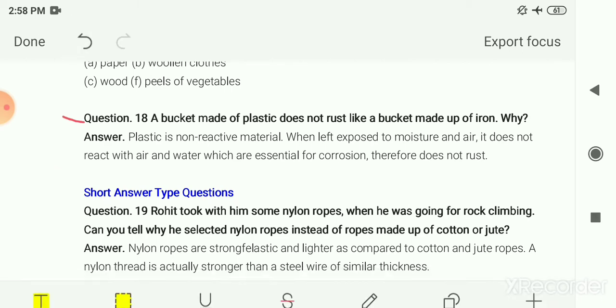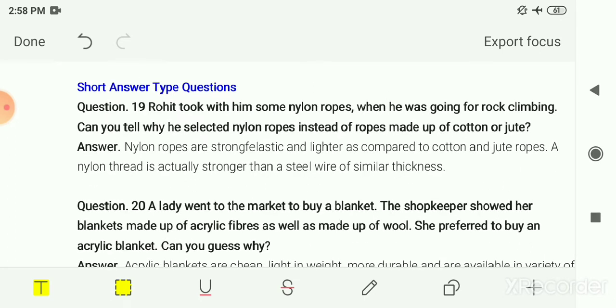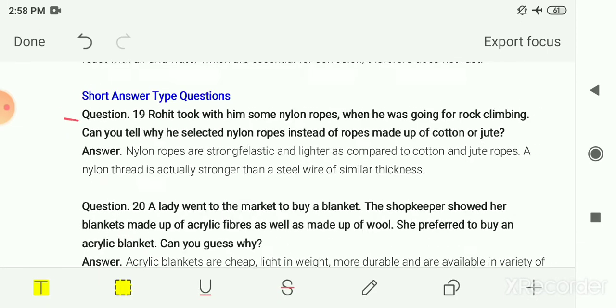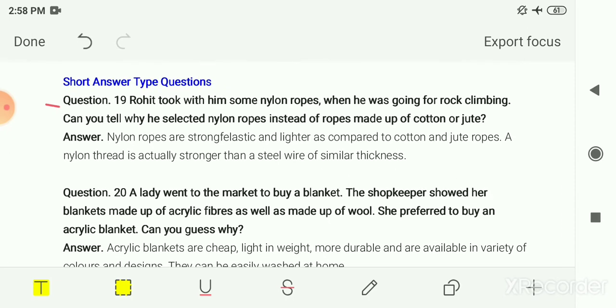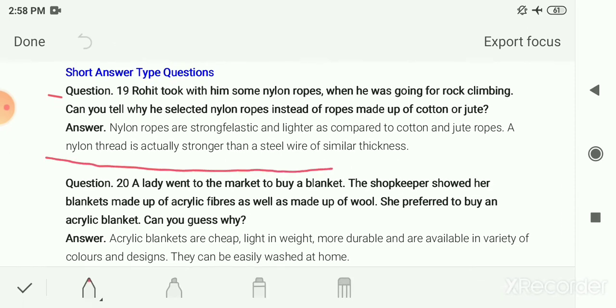The next questions given to you are short answer type questions. In 19 number, Rohit took with him some nylon ropes when he was going rock climbing. Can you tell why he selected nylon ropes instead of ropes made of cotton or jute? Why did he bring nylon ropes with him when he was going rock climbing? Nylon ropes are strong, elastic and lighter as compared to cotton and jute ropes, as we had seen by the activity also, and we had seen the uses of nylon fabric fibers also.